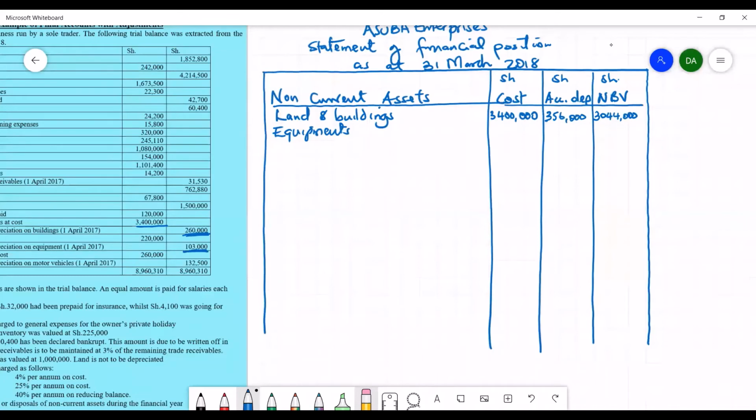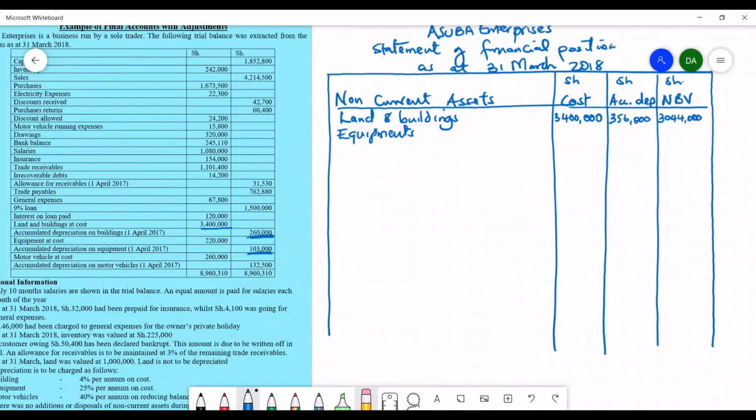Beginning with the cost first, even before we go to 158,000, the cost of equipment is this amount, which is 220,000. Accumulated depreciation is 158,000, so that the net book value is 62,000.